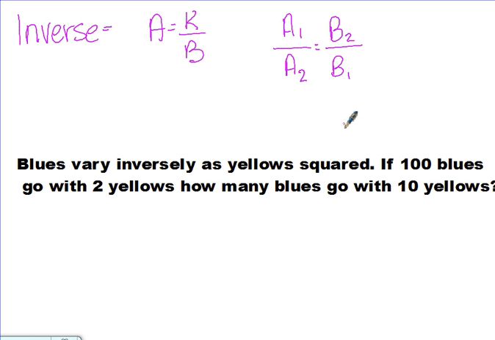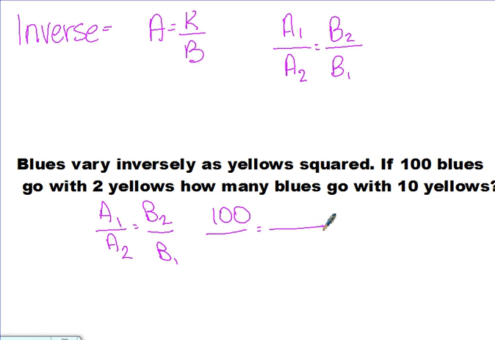We are going to again use our inverse variation ratio formula: A1 over A2 equals B2 over B1. Let's start plugging in values. I'm going to call my blues A. Blues varies inversely as yellows squared. I have 100 blues, so my first A value is 100. It varies inversely with yellows squared, so where my B1 spot is, I'm going to be doing yellows squared. There's 2 yellows, and we're going to square that. Notice this is my A1 value, this is my B1 value.